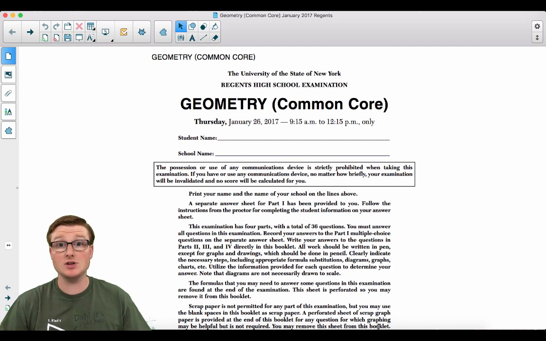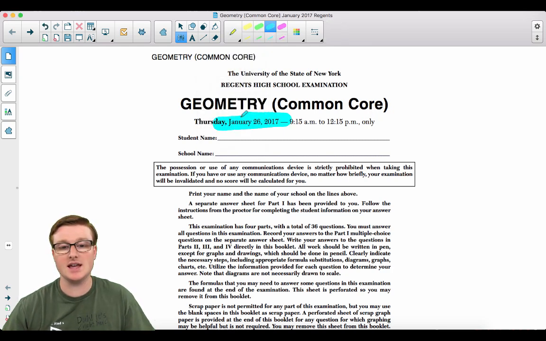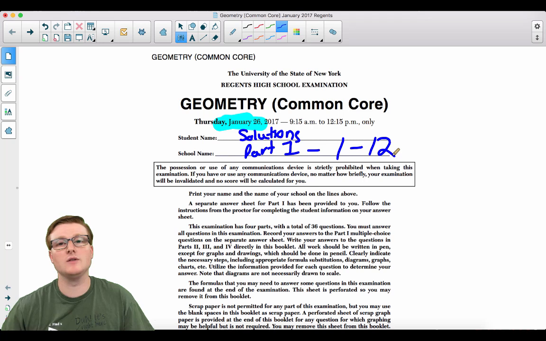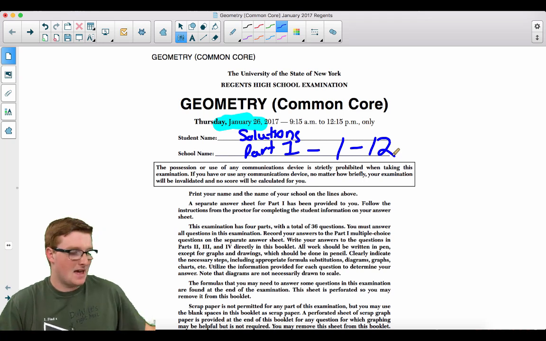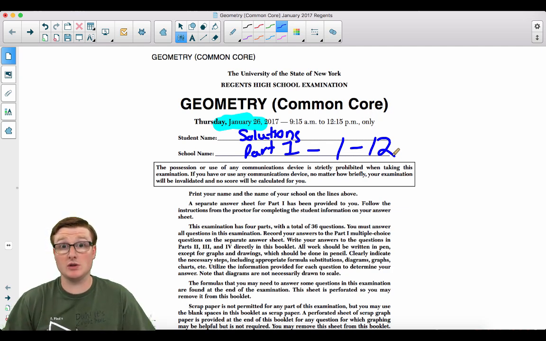This is the Geometry Common Core Regents exam for the January 2017 Regents exam, and these are going to be the solutions to Part 1, questions 1 through 12 on this exam. I remember when this exam was given that it was quite tricky, so it's going to take a little bit to explain everything. But we're doing the multiple choice, questions 1 through 12 today.